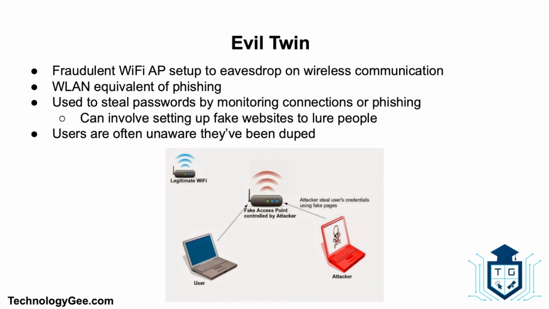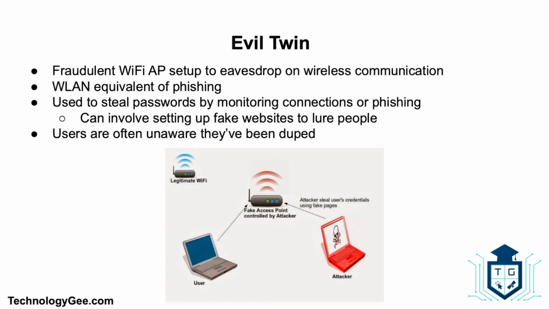Let's talk about an evil twin. An evil twin is a fraudulent Wi-Fi access point that appears to be legitimate, but is set up to eavesdrop on wireless communications. The evil twin is the wireless LAN equivalent of the phishing scam. This type of attack may be used to steal the passwords of unsuspecting users, either by monitoring their connections or by phishing, which involves setting up a fraudulent website and luring people there.